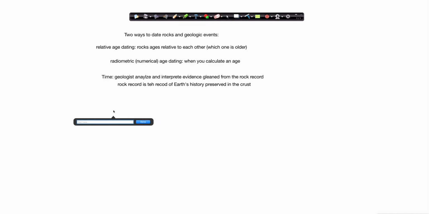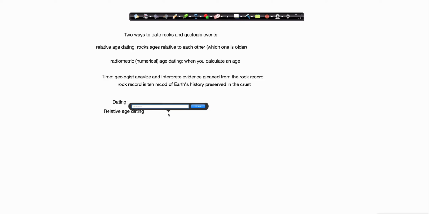Okay, so dating, as I said, you'll use relative age dating, and you're going to be using common sense principles in order to figure out the order. So you will figure out the chronological sequence. Chronological just means time.